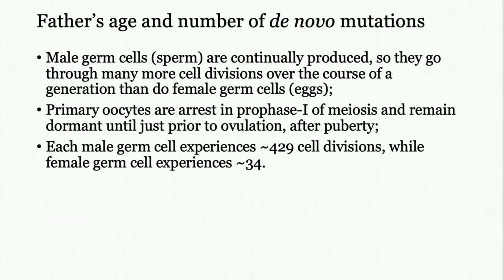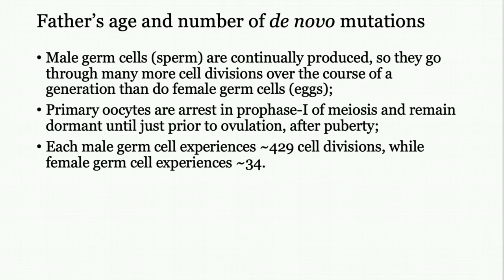And that large difference in the number of cell divisions is responsible for the much higher number of de novo mutations, because in each cell division you go through DNA replication, and DNA replication can introduce errors, right?